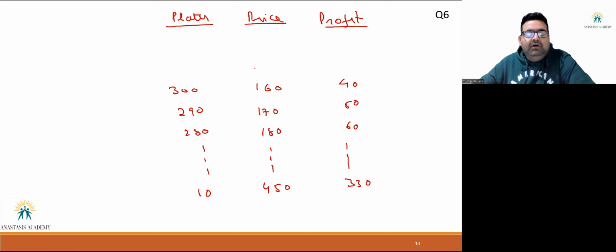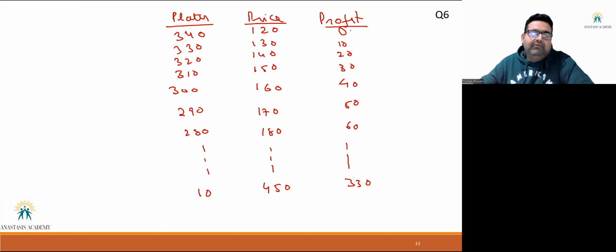On the other side, I was asked to go till 120 only, because I was not supposed to sell below cost price. So 150, 140, 130, 120. This is a stop. So these will be my possible values and my number of plates will keep increasing here: 310, 320, 330, 340. And here my profit will keep decreasing: 30, 20, 10, and finally 0, because I'm selling at cost price.